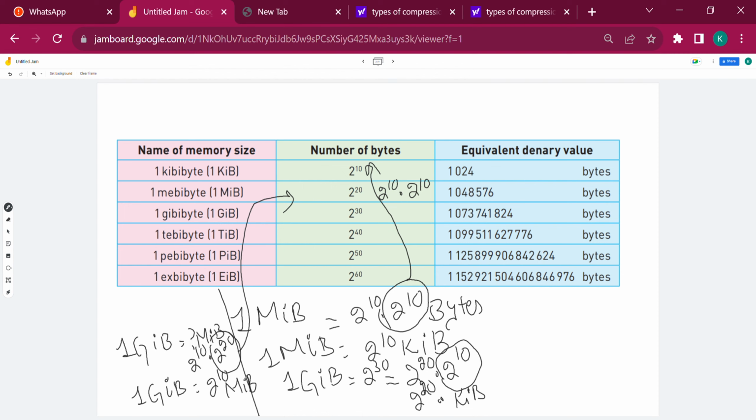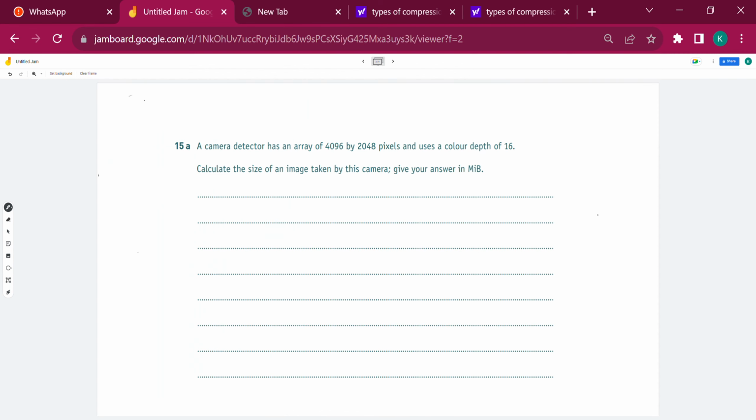Further explanation, I am solving a question from your past paper. Here you can see, as we discussed in our previous lesson, that this is an image resolution value, and it is made in the form of pixels. And color depth is 16. Yes, we know that color depth is usually measured in bits, so this is 16 bits. Calculate the size of an image taken by this camera. Give your answer in mebibytes.